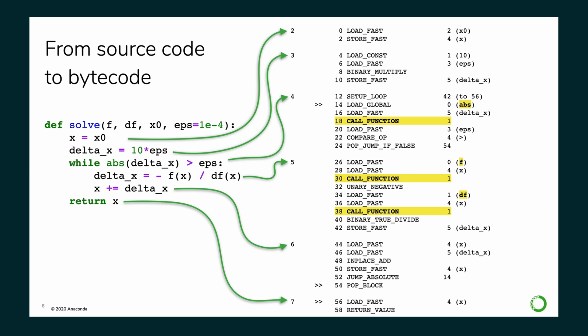You'll notice that in yellow, this function calls 3 other functions. It calls the absolute value function, it calls f, and it calls df. You can choose to include those calls as part of the time that solve takes to run or not, and we'll see how this works. And depending on what question you're asking, you may want to include the time spent in function calls or not in this function.